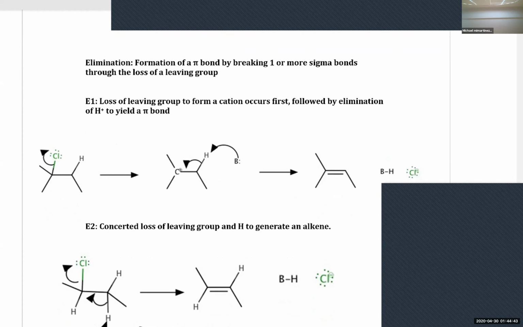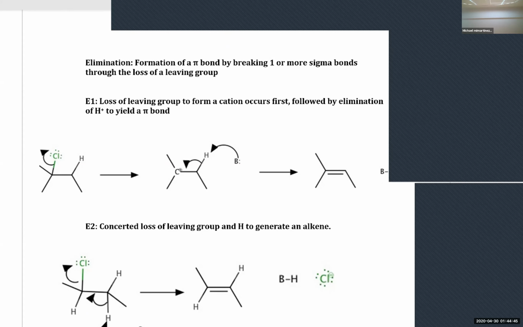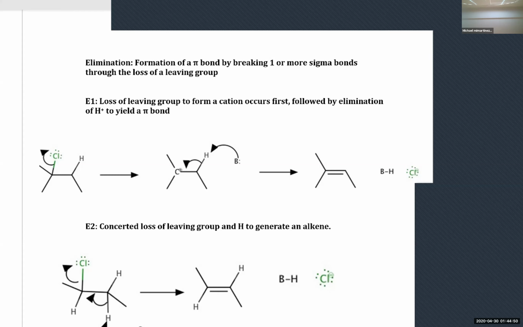Okay, so let's talk next about the alternative to addition reactions, which are elimination reactions. Elimination reactions occur based on the idea that we're forming a pi bond by breaking one or more sigma bonds. So there are a few major elimination reactions, and we'll delve more into this in a later chapter. But in an E1 reaction, we have loss of the leaving group to form a cation, followed by elimination of H plus to yield a pi bond.